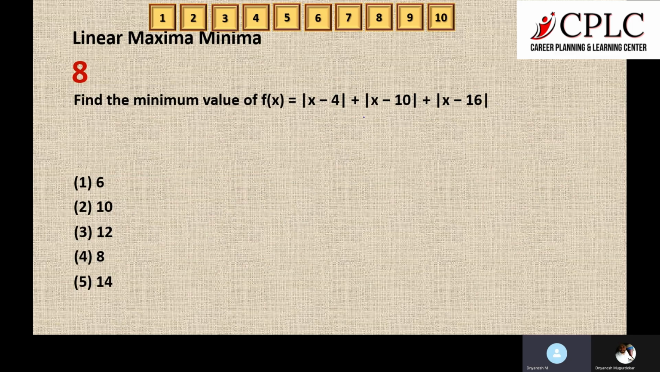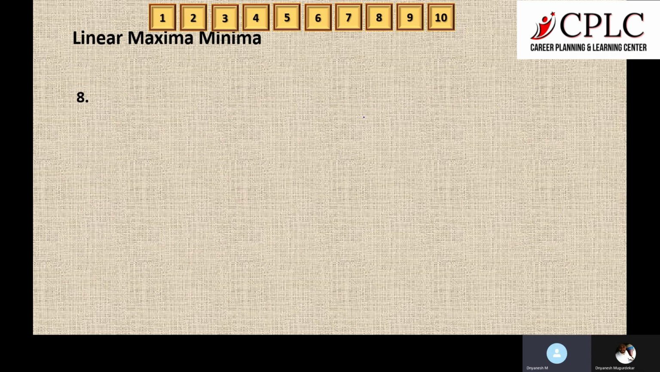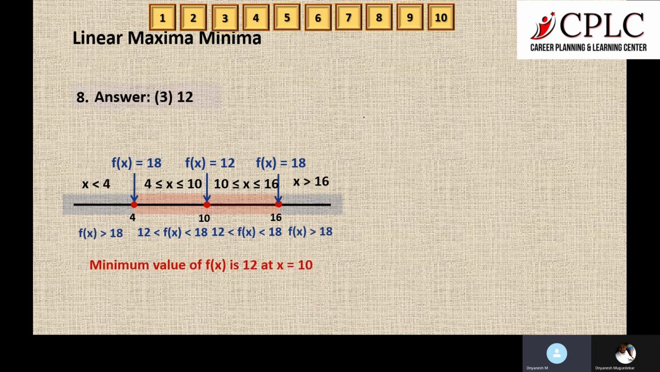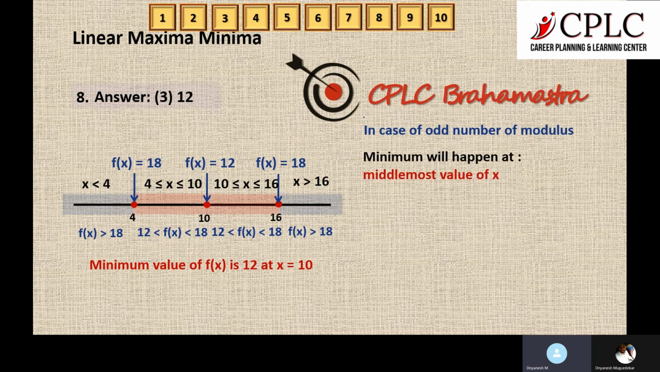Similarly, the next one. Now there are clearly three moduluses. If you plot the numbers in the ascending order on the number line, it will be 4, 10, and 16. And because there are three modulus, the rule is, in case of an odd number of moduluses, minima happens at the middlemost value of x. So 4, 10, and 16. These are the three values. The middlemost value, because there are an odd number of moduluses, three moduluses, is 10.